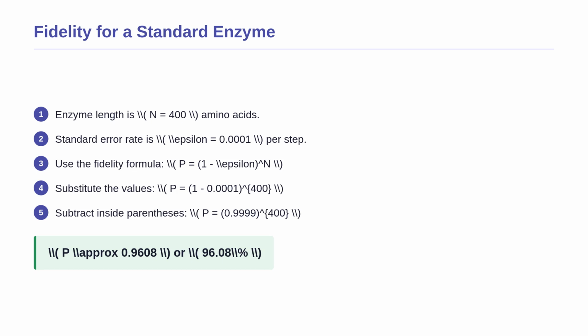We use our translation fidelity probability formula. We substitute the given error rate and the protein length of 400 into the equation. We first perform the subtraction inside the parentheses to find the probability of a single step being correct, which is 0.9999. We then raise this to the power of 400. The final answer is approximately 0.9608. Physically, this means about 4% of these synthesized enzymes will contain at least one mistake.